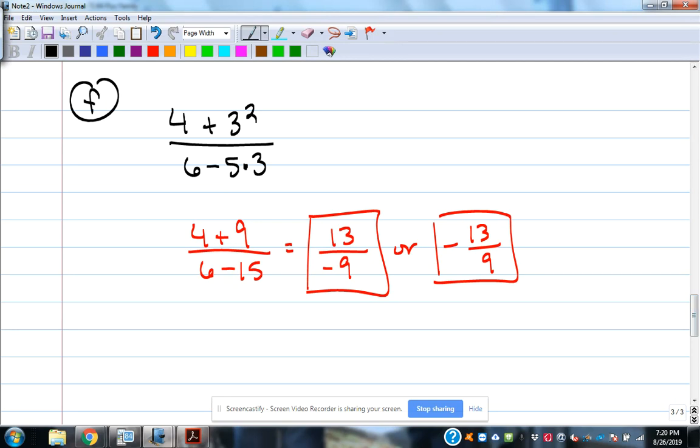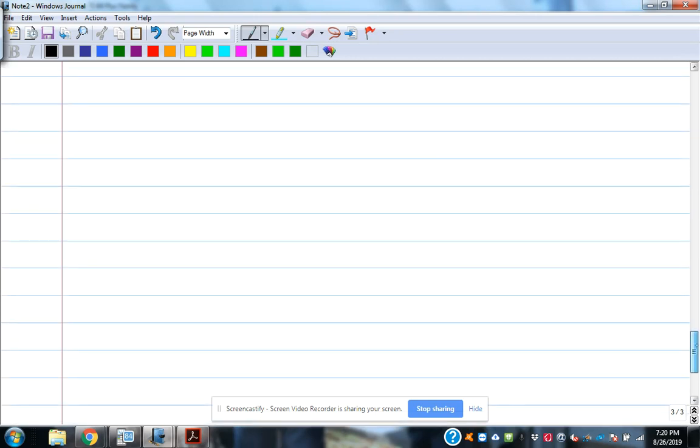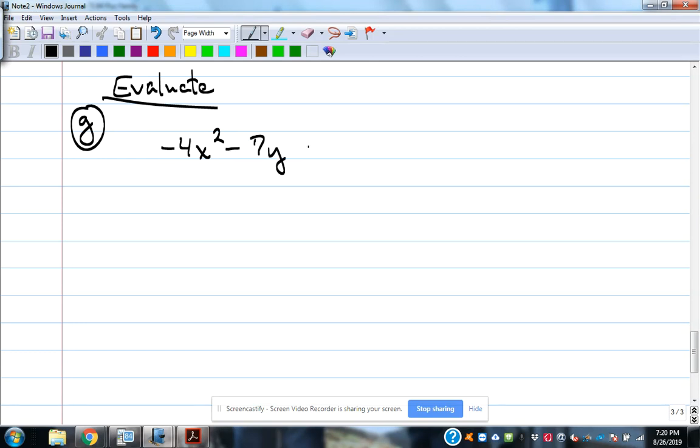All right, let's make it look more like algebra. Let's put some variables in there. Example G. The instructions will usually say evaluate, but we know that just means work it out, get the answer. That's all that means. And maybe they got -4x² minus 7y plus 4z. We want to evaluate that for x equals -2, y equals 5, z equals -3.